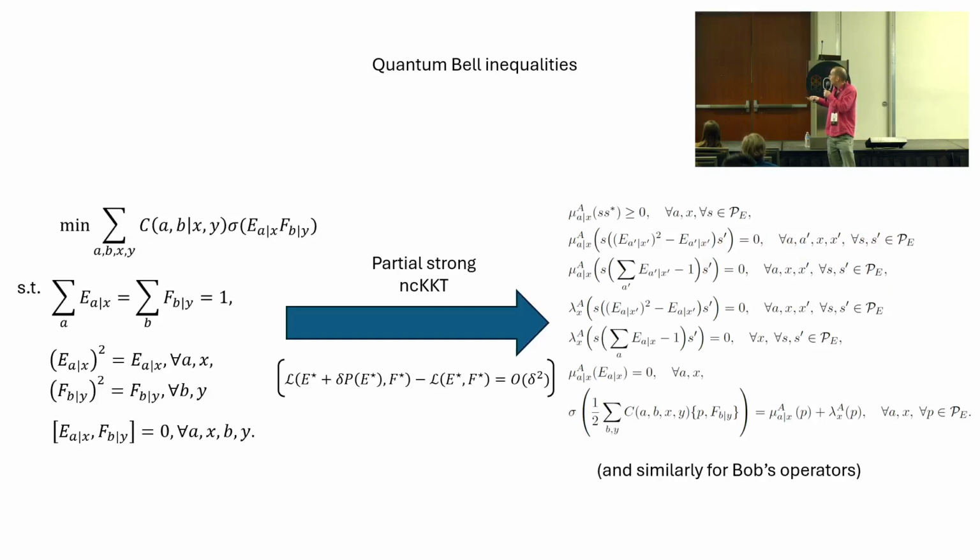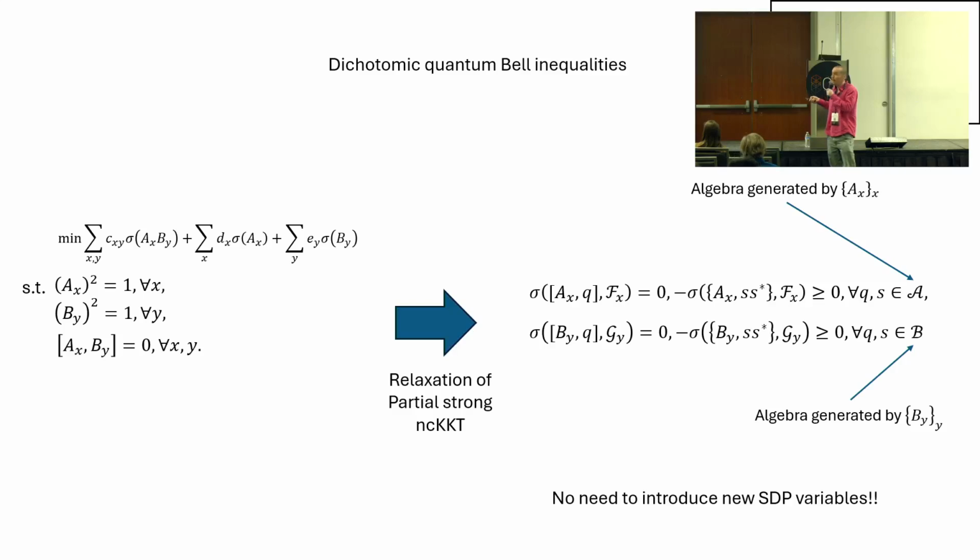Doesn't really matter. In the case where you have scenarios with dichotomic outcomes, in which each of the parties can only get two different outcomes, then these new conditions lead to new SDP constraints, but not to new SDP variables. So in principle, you can enforce them almost for free. Whenever you're dealing with an optimization over Bell scenarios in which you have dichotomic outcomes, you can always have these constraints, right? And get a better bound.